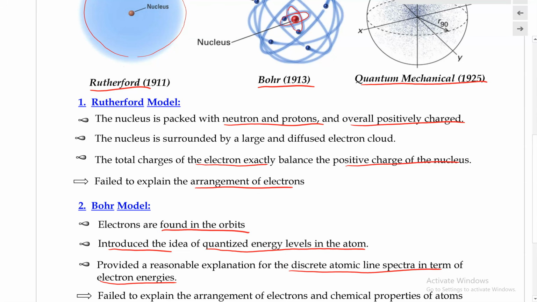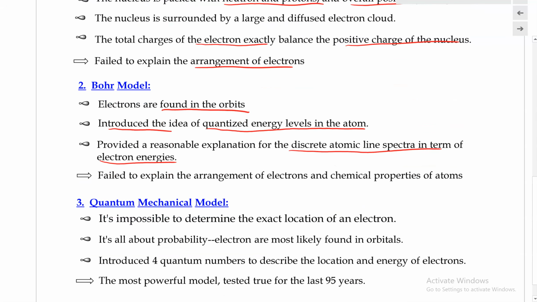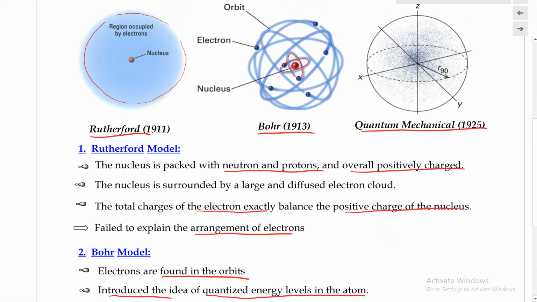Overall, we can see that the Bohr model failed to thoroughly explain the arrangement of electrons, because there's a lot of data in the emission spectrum that cannot be explained by the Bohr model, and it also failed to explain the chemical properties of the atom. So yes, it is an advancement compared to the Rutherford model, but it still failed to help us understand the chemical properties of the atom.